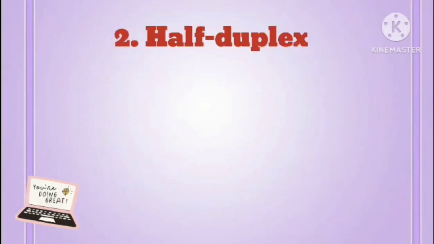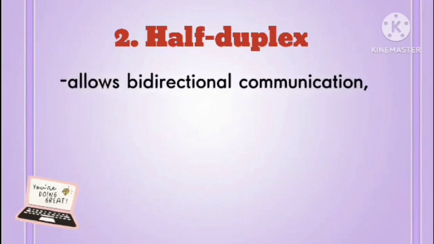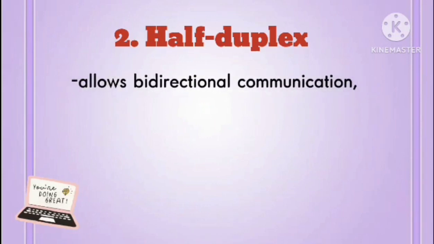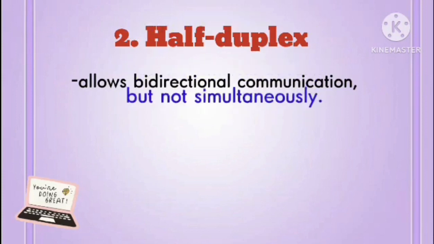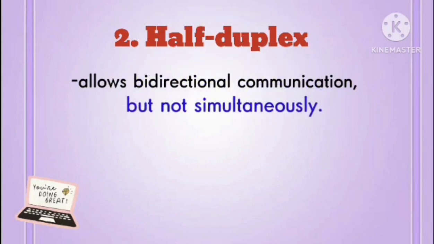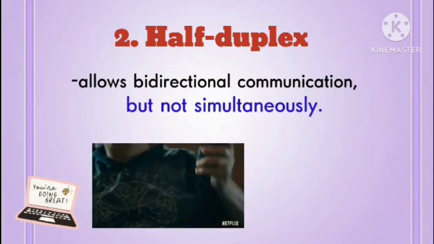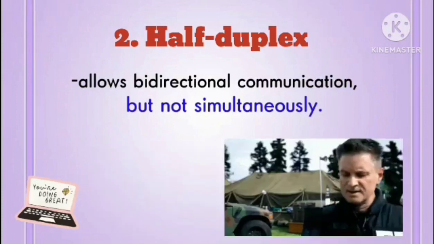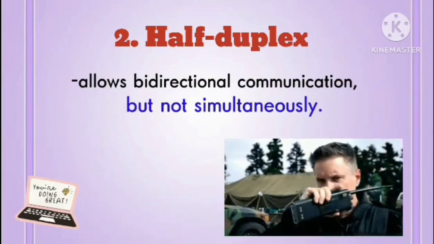The second one is the half duplex. It allows bidirectional communication, and bidirectional communication from the word itself, bi means double, both, two. Therefore, half duplex means that the data flows in both directions but not simultaneously. Ibig sabihin, pareho sila ng direksyon pero hindi sila pwedeng sabay-sabay na magbibigay ng mga impormasyon. Halimbawa nito ay paggamit ng walkie-talkie.